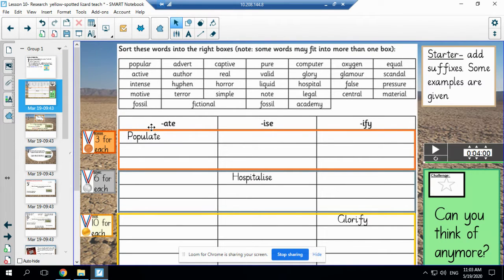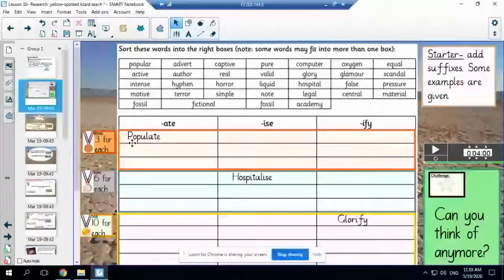Before we begin, we would like you to have a go at this starter, which will revise your understanding of suffixes. When you're ready to move on, press play.